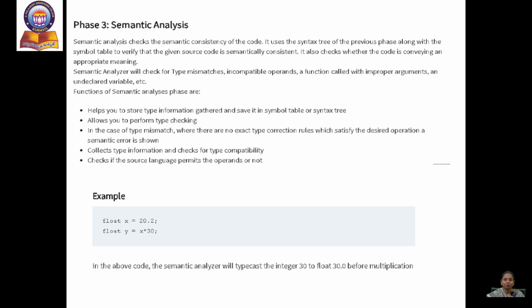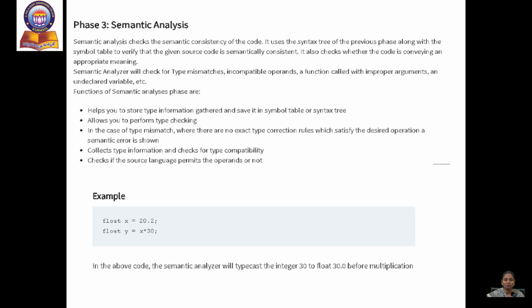Here it also checks whether the code is conveying an appropriate meaning or not. Mainly, the concentration of semantic analysis is whether it has a proper meaning or not. So the semantic analyzer will check for type mismatches, incompatible operations, a function called with improper arguments, or any undeclared variables. These types of checks are done in the third phase of the compiler.